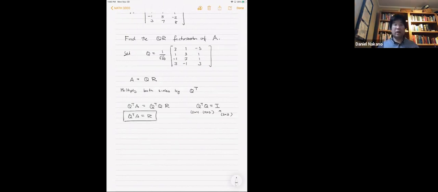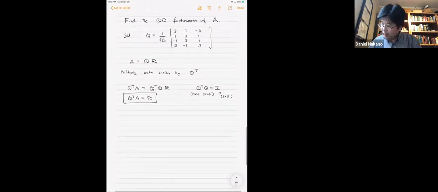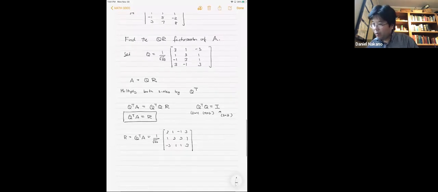So that's really nice, and now we can actually compute things out. R is Q transpose A. Q transpose is 1 over the square root of 20, and let's just take the transpose of this. This is 3, 1, minus 1, 3, then 1, 3, 3, 1, and minus 3, 1, 1, 3. That's Q transpose. And now I just write out what A is.